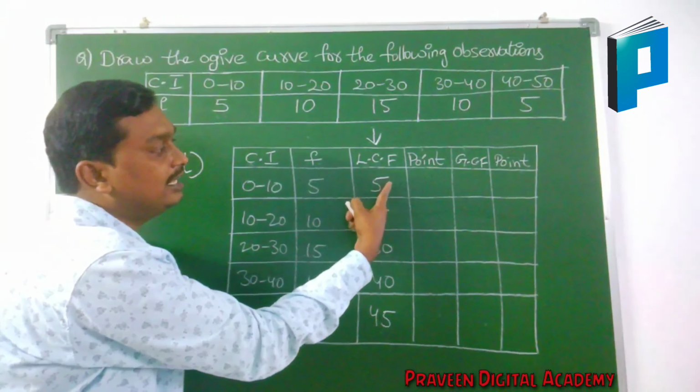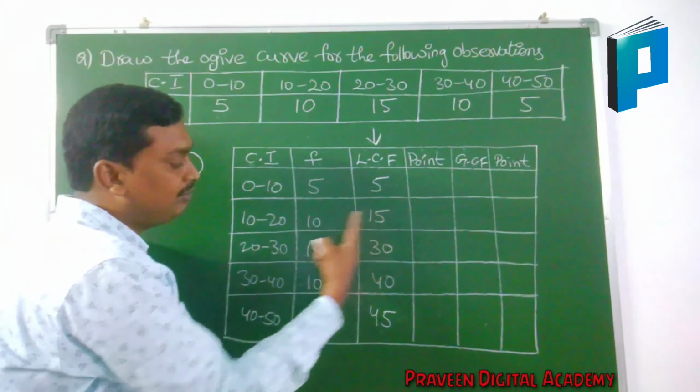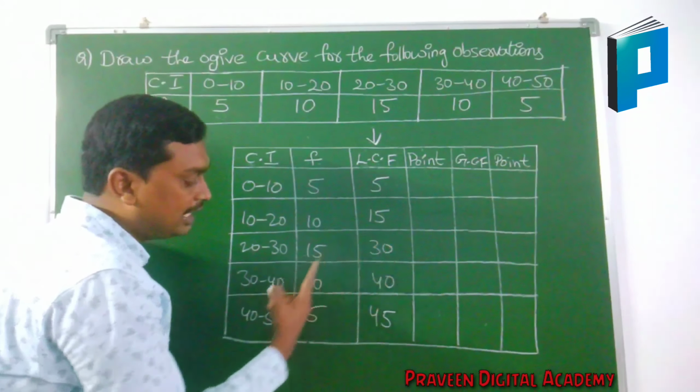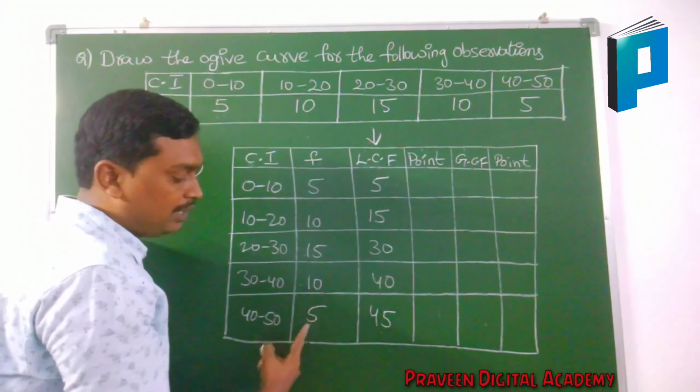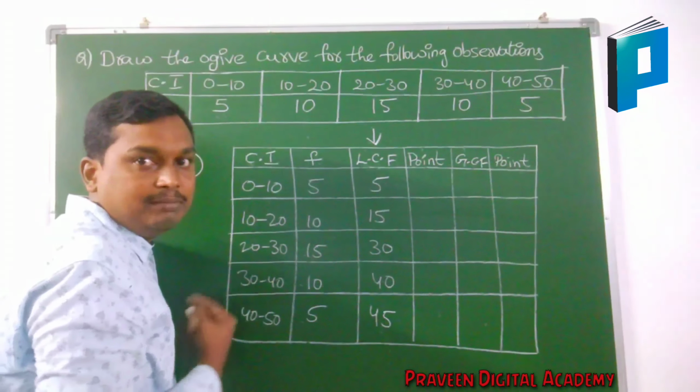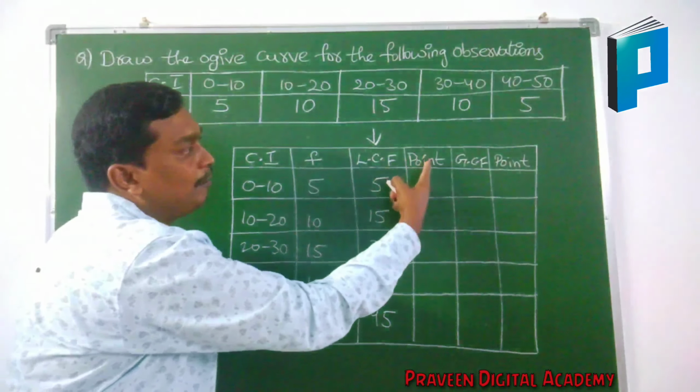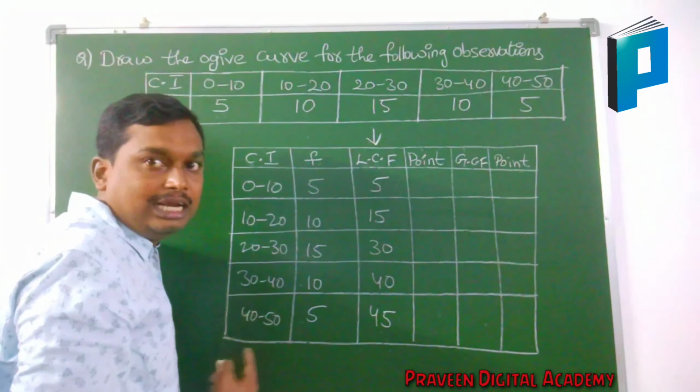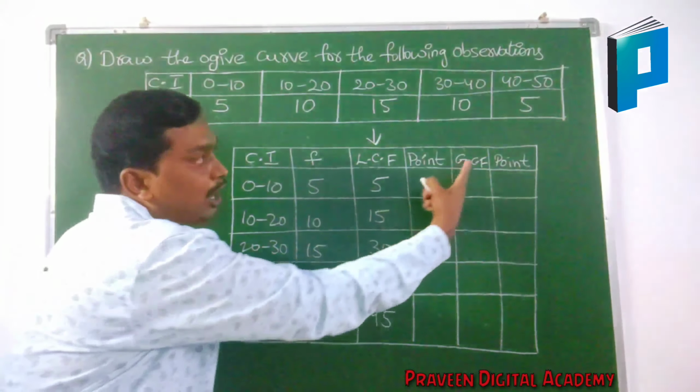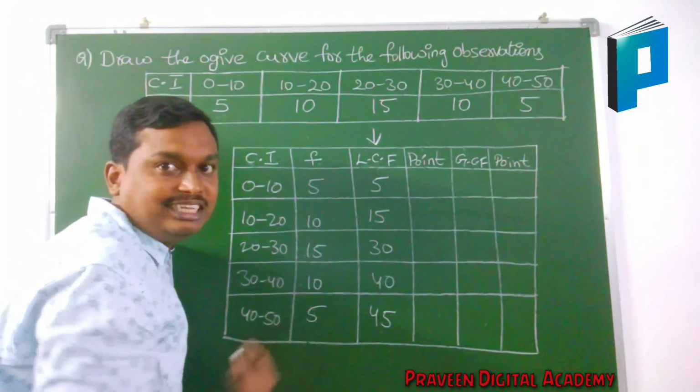This 5 we take here. 5 plus 10 is 15. 15 plus 15 is 30. 30 plus 10 is 40. 40 plus 5 is 45. And how to do the points, let me explain later. Now let me go for the GCF.